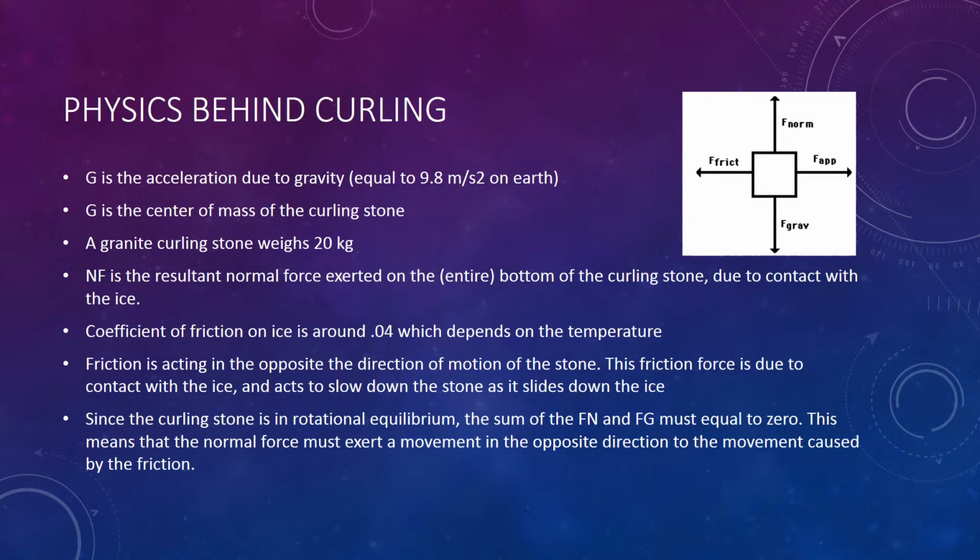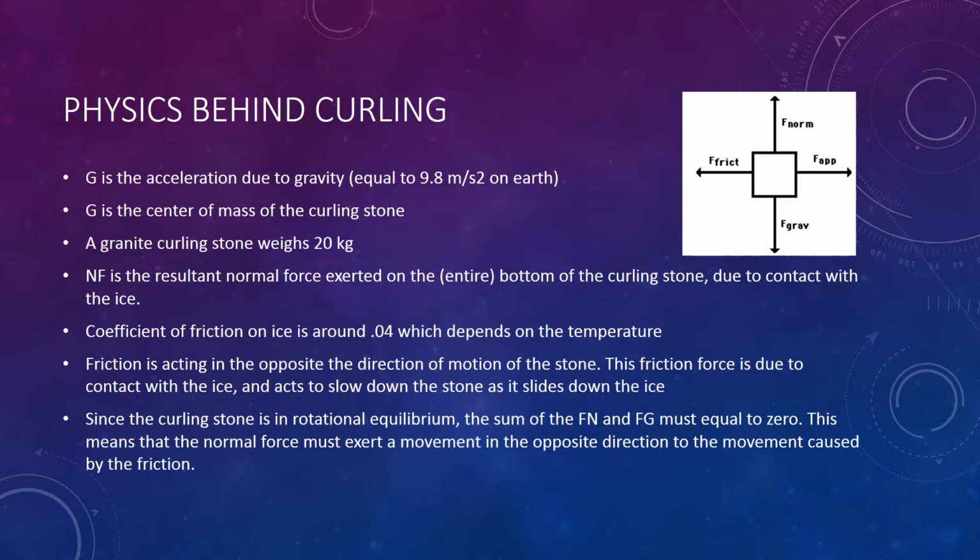Now let's delve deep into the physics behind curling. As you all know, g is the acceleration due to gravity, which is equal to 9.8 meters per second squared on Earth. G is the center of mass of the curling stone. Also, a granite curling stone weighs 20 kg.